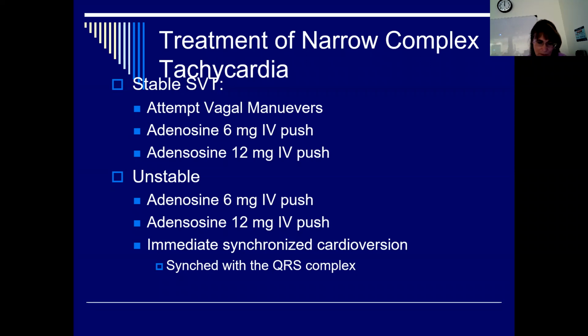Is there anything else I have to tell you about that? No. So did you write down vagal maneuvers? Because I didn't put that in the chat. Oh, it says it on there. What is a vagal maneuver though? Bearing down, yeah. Carotid massage also. Yes.